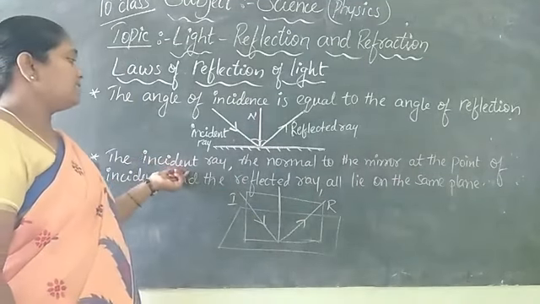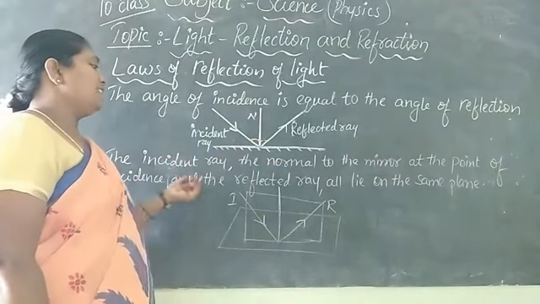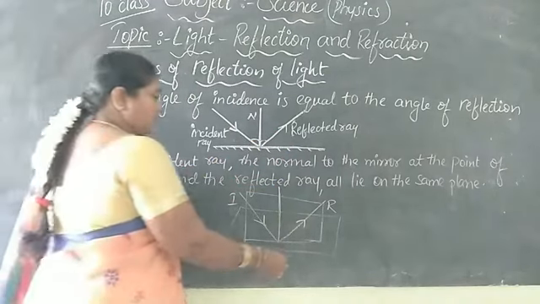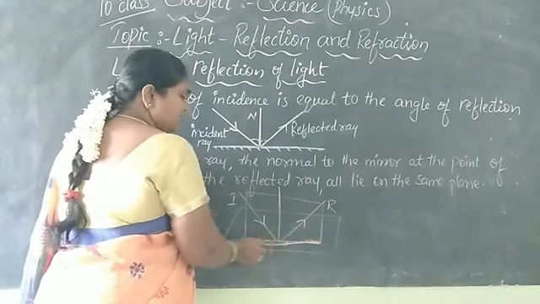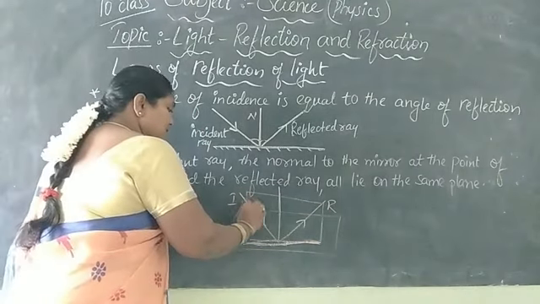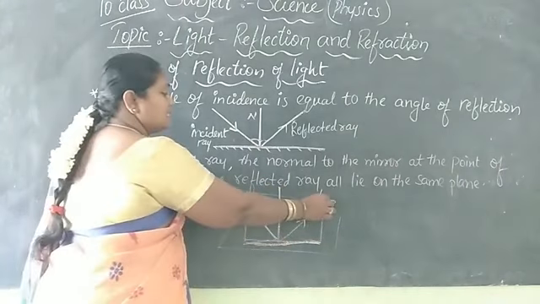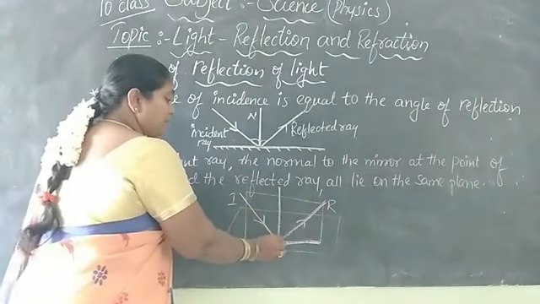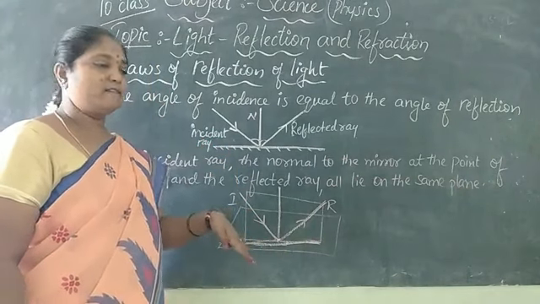The incident ray, the normal ray to the mirror at the point of incidence and the reflected ray all lie on the same plane. So, what is the plane here? It's a mirror. Mirror is the plane thing. This is the incident ray, this is the normal ray and this is the reflected ray. Where are they lying? On the same plane. The three will also meet at a point. So this is our second point.